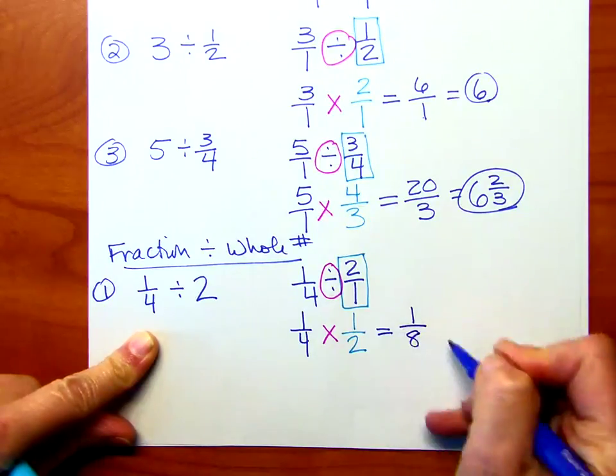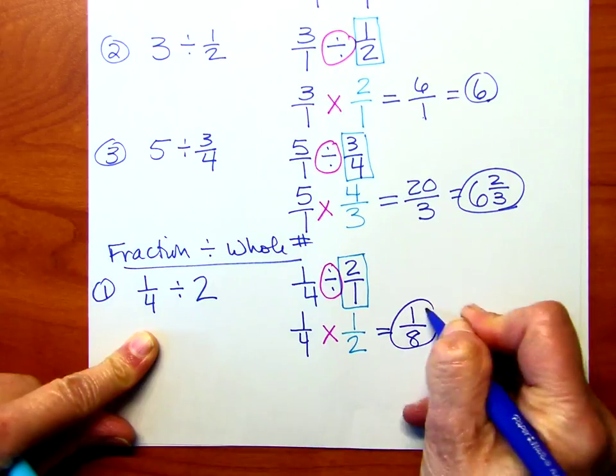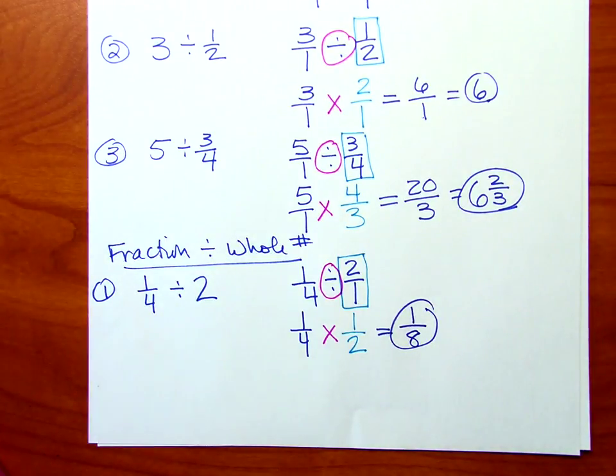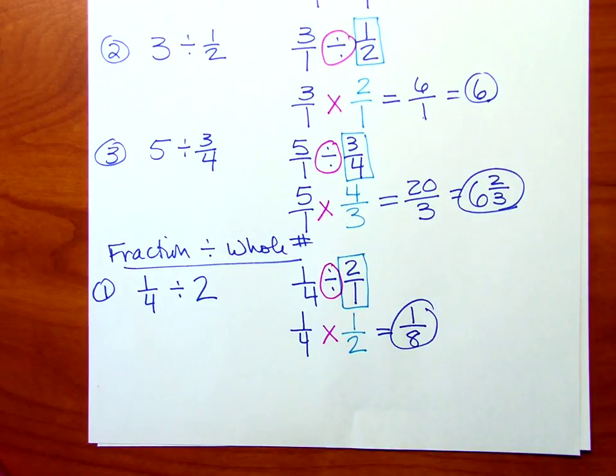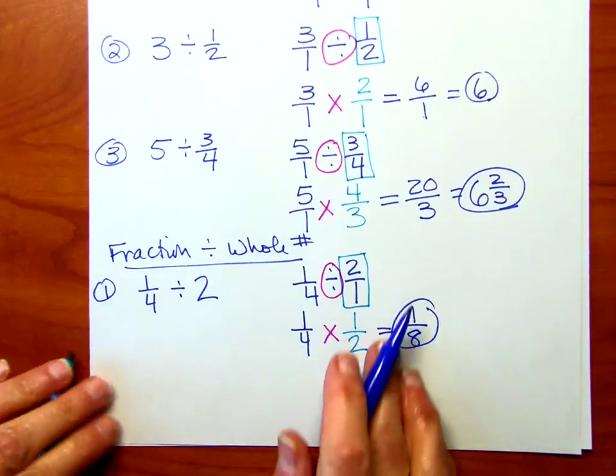And notice we don't need to convert this. This is a proper fraction. So if we take 1/4 and we divide it into 2 pieces, we're going to have 1/8. Okay, let's go ahead and do a couple more of these.